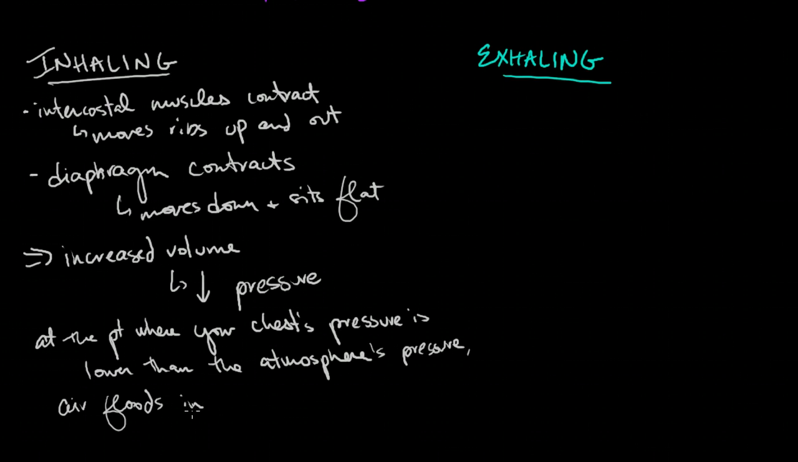So when that happens, air floods in through your nose or your mouth, into your trachea, down your bronchi, down to your bronchioles, and into your alveoli, and it continues until there's equilibrium between the atmosphere's pressure and your chest's pressure. Okay? So once you get all that fresh air in, you need to get rid of the stale air that has filled your lungs through the gas exchange at the alveoli.